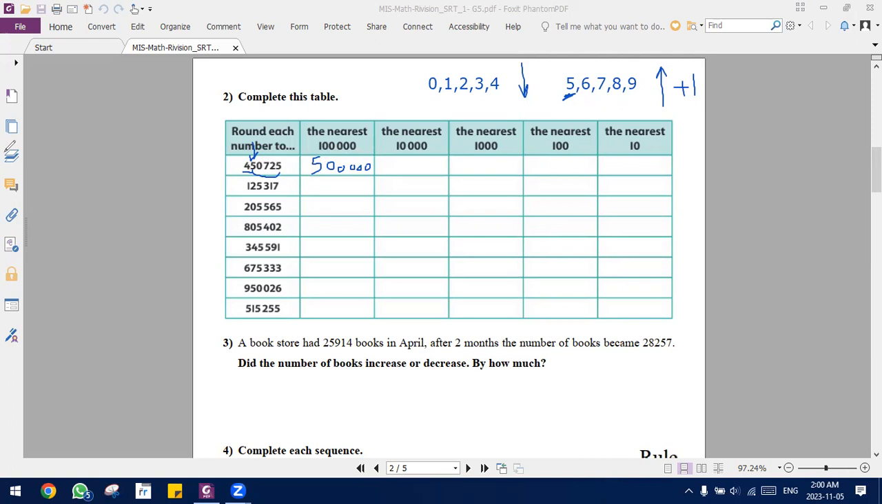So this is how we solve rounding. It will be exactly similar for the other values. You need to underline the value that they ask for, the place value, and then we check the number that is behind it, and then we check whether it is round up or round down.